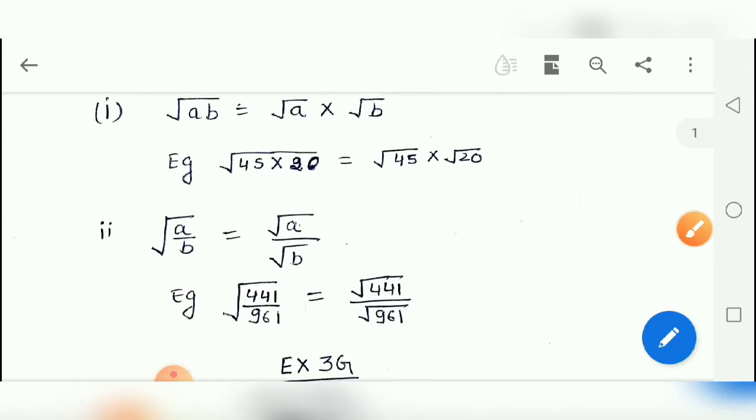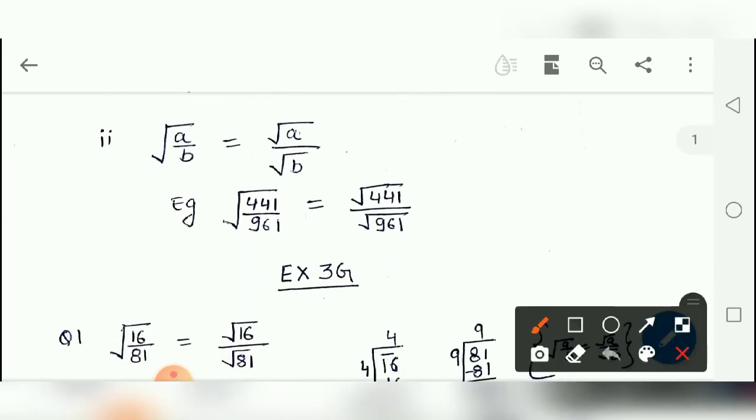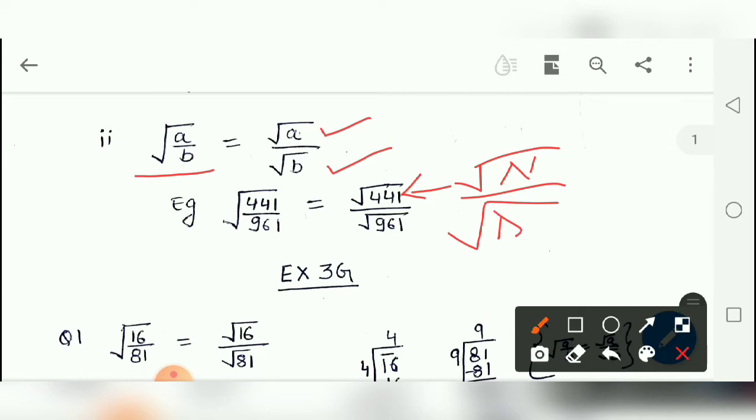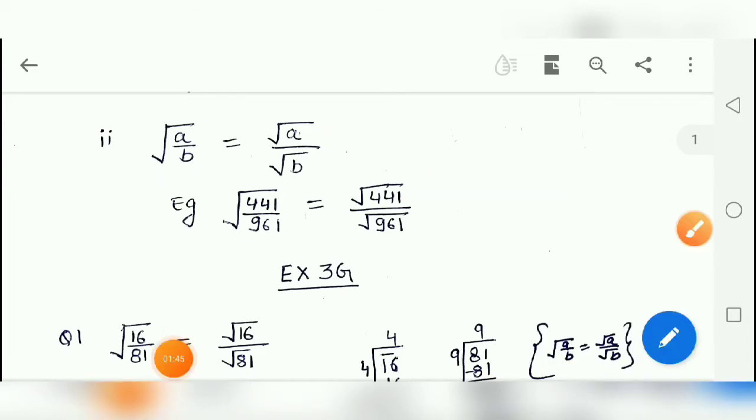Now, the next rule, which I have already explained to you: under root a upon b is equal to under root of numerator upon under root of denominator. For example, the whole under root of 441 upon 961 will be equal to under root 441, that means under root of the numerator, upon under root of the denominator. Now, based on this, let us start our next exercise 3G.